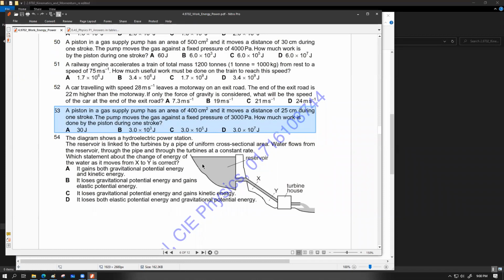What is happening to the GP loss of the water that is traveling from level X to level Y as they are traveling from X to Y? Where is their GP going? Heat, sir. Converted to heat energy.